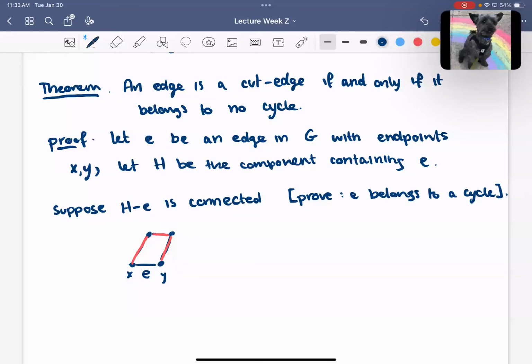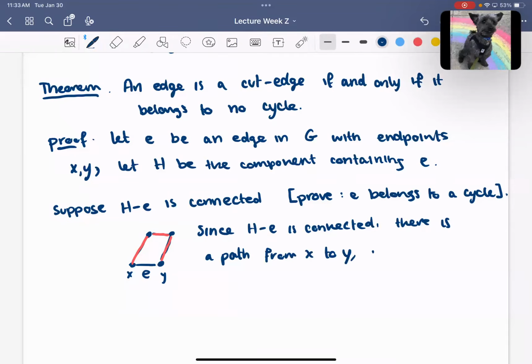So since H minus E is connected, there is a path from X to Y, and adding E to this gives a cycle.